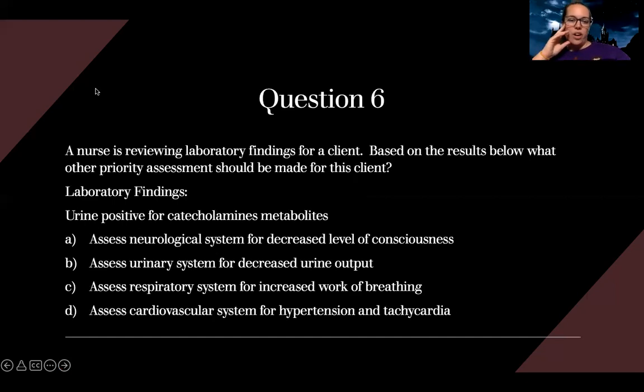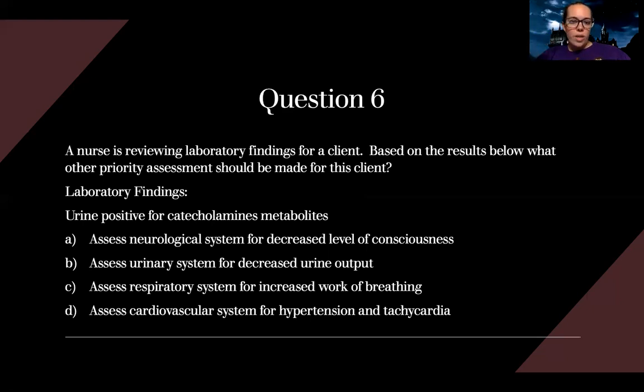Question 6. A nurse is reviewing laboratory findings for a client. Based on the results below, what other priority assessment findings should be made? Priority assessments should be made for this client. So it says that we found that their urine is positive for catecholamine metabolite. Say that 5 times fast.